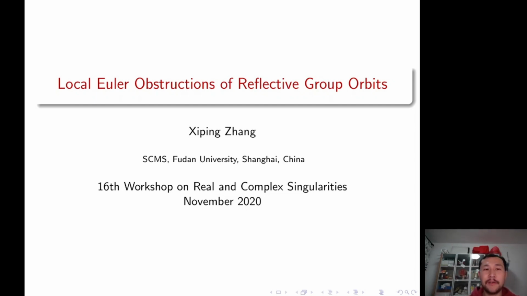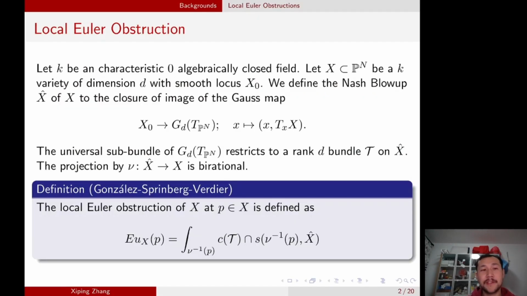Today I'm going to talk about the local obstructions of reflective group objects. Before we start, first let's review the theory of local obstructions. We consider the field to be an algebraically closed field of characteristic 0, and we consider projective varieties.